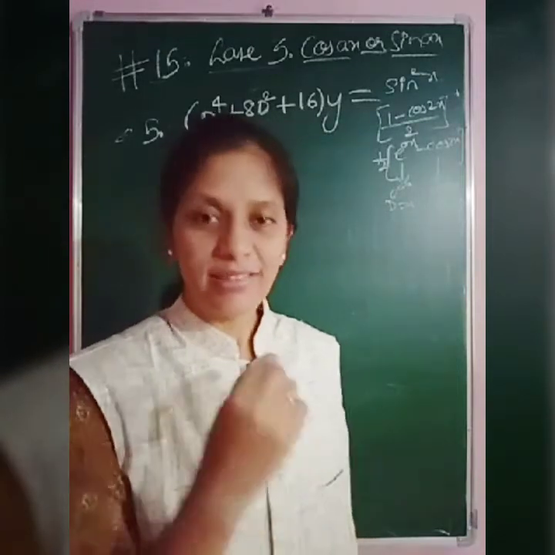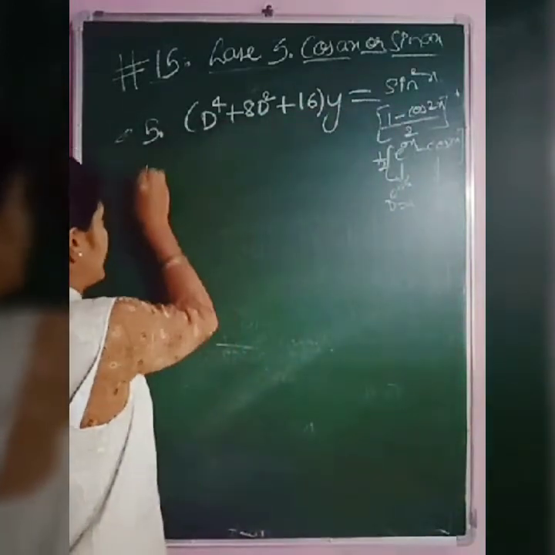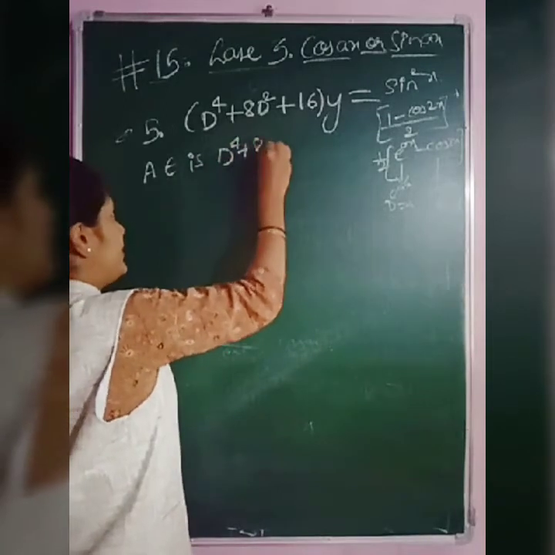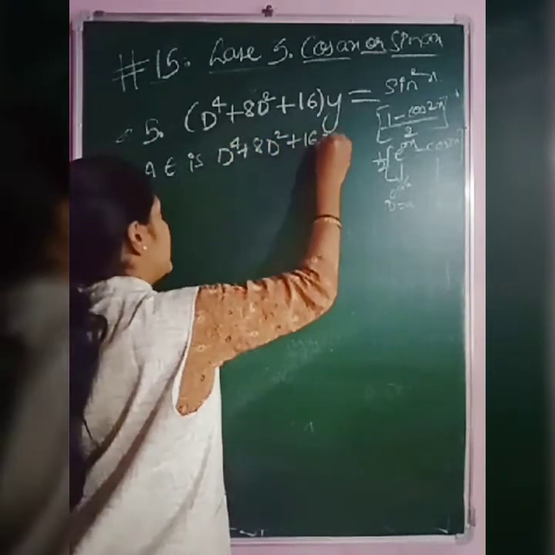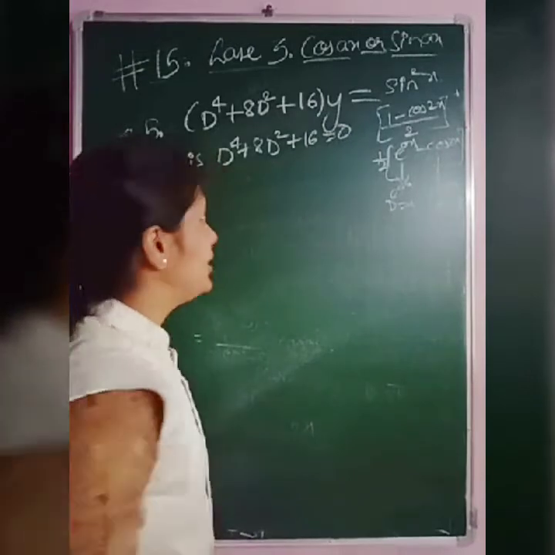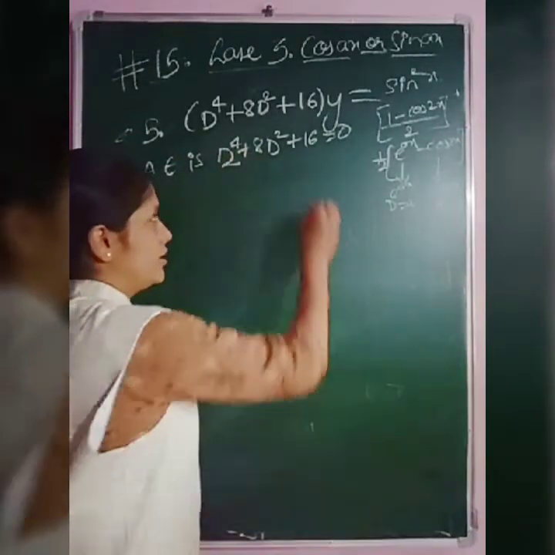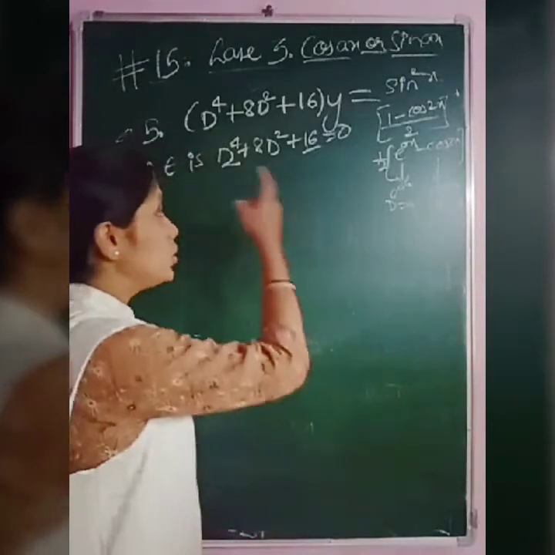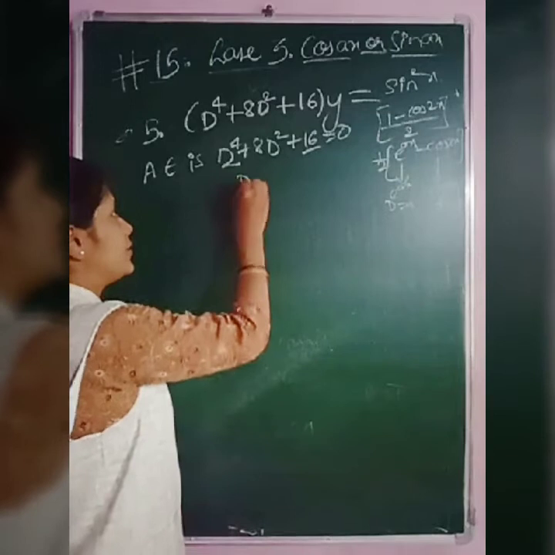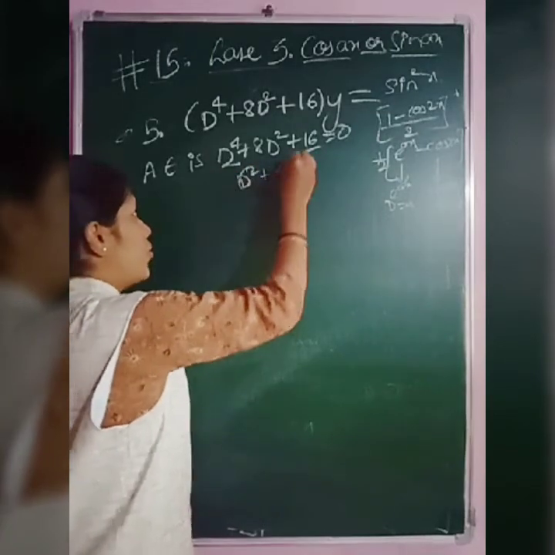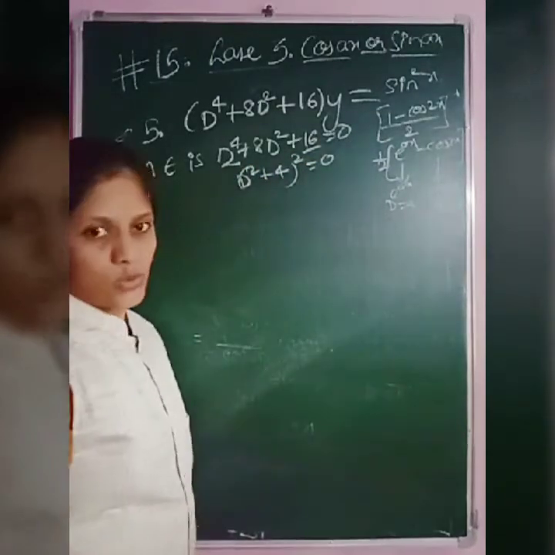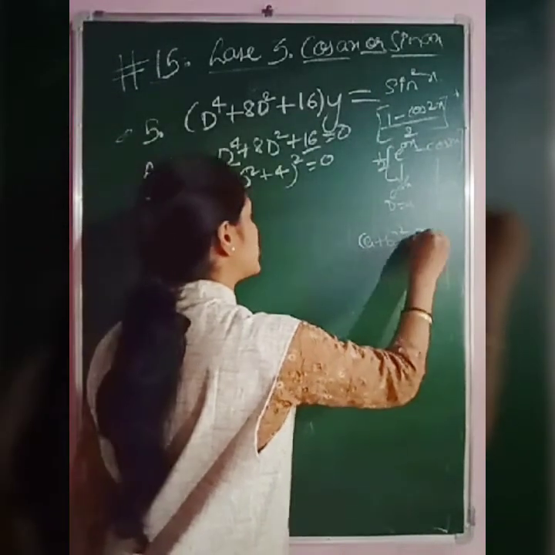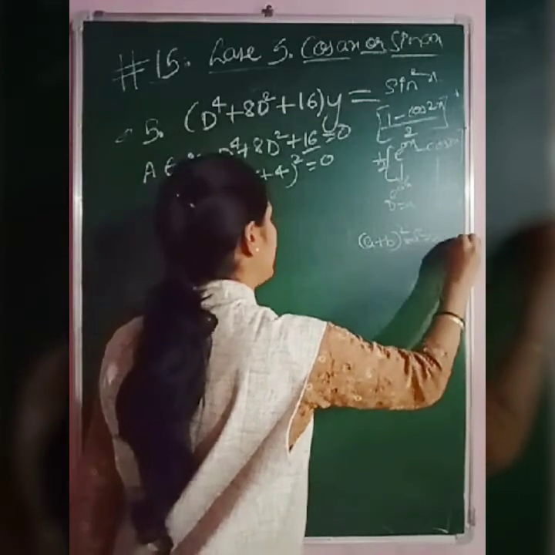Firstly, let us find CF. So considering auxiliary equation, what is that? D raised to 4 plus 8D square plus 16 equal to 0. So this can be written as a square, b square, where b is 4, 2ab gives 8D square. So this is nothing but D square plus 4 whole square equal to 0. Right? Already we know a plus b whole square stands for a square plus 2ab plus b squared.